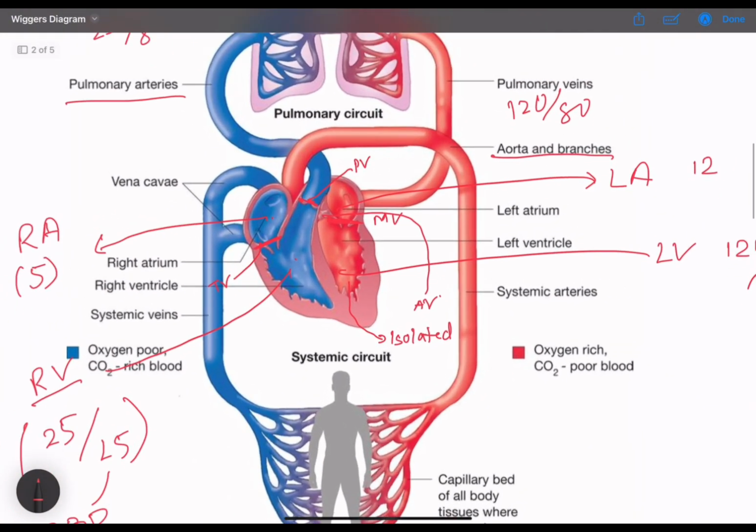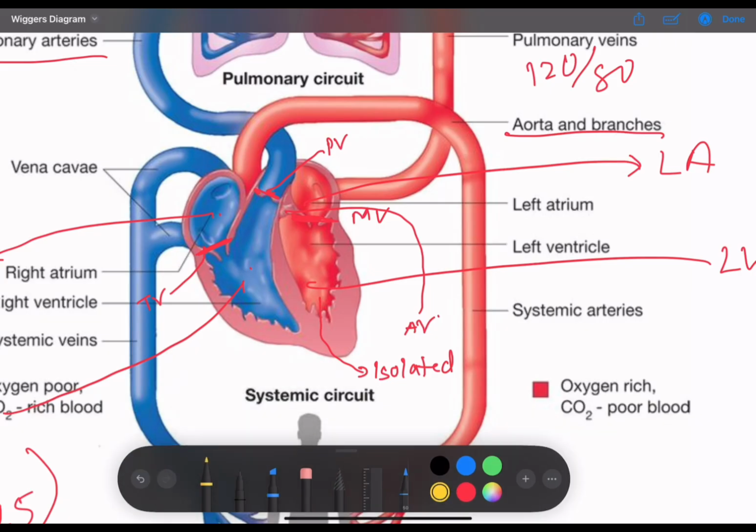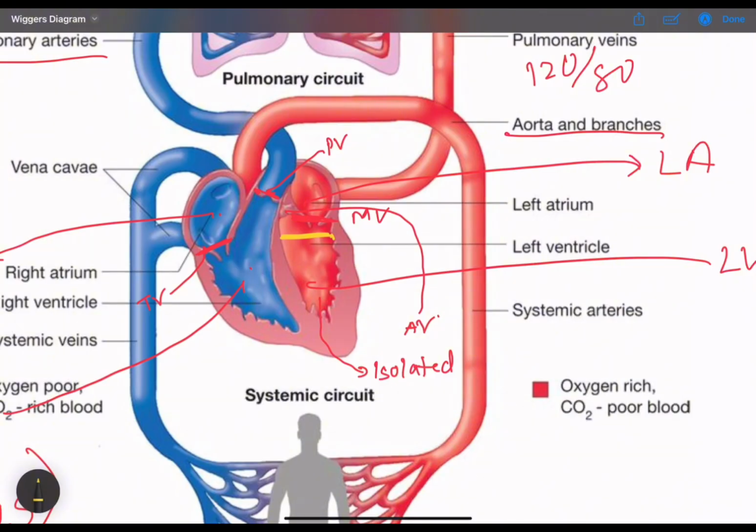So what happens in normal condition? When blood reaches the left ventricle, it is accumulated within the left ventricle, and this blood is known as end diastolic volume, which is about 120 ml.